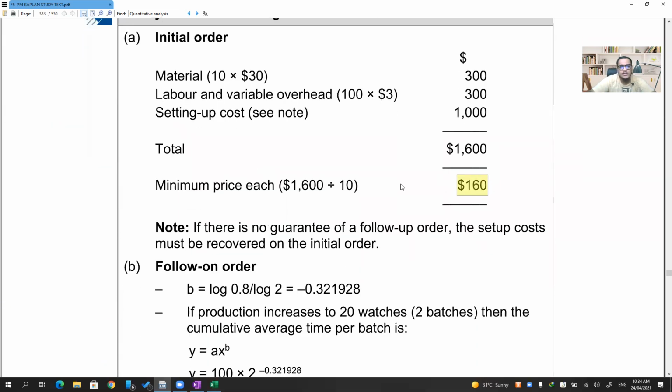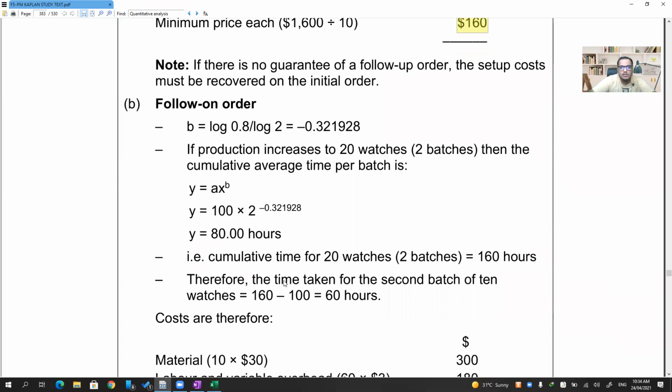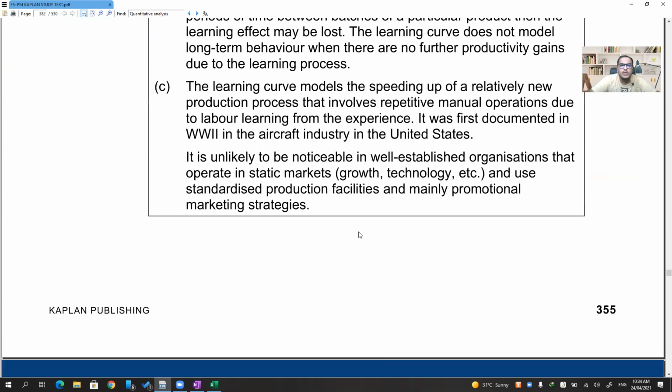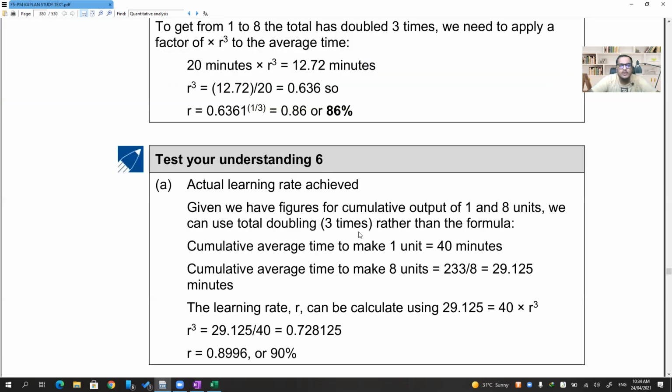160 for the first unit. Follow on order. Okay. Why are they doing this? Production increases to 20, number of batches. Achha. 160 hours. Oh, cumulative average time. I directly took it as 80%. Sorry, total I should have done. Okay, cool. Sorry, my mistake.